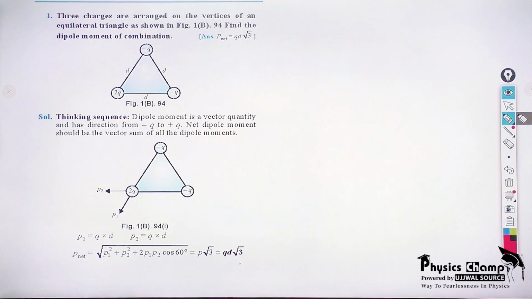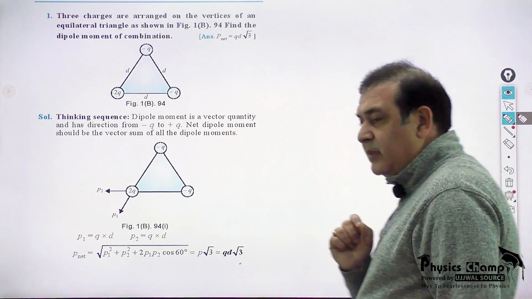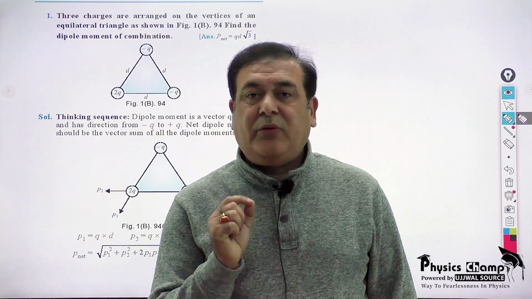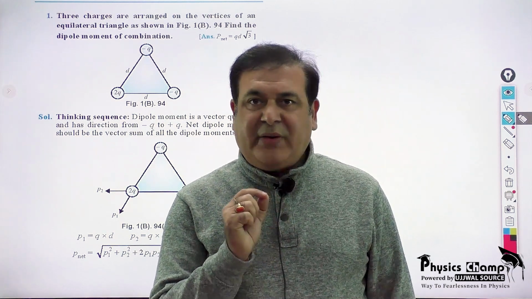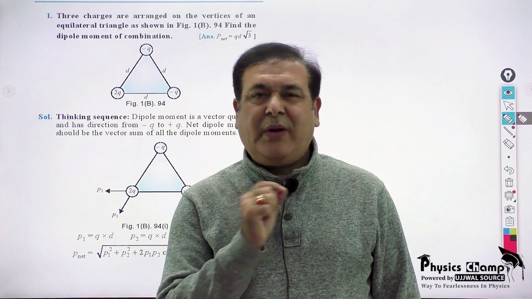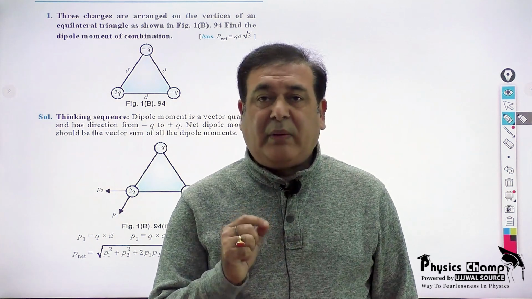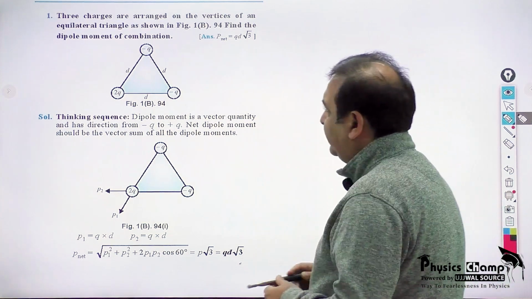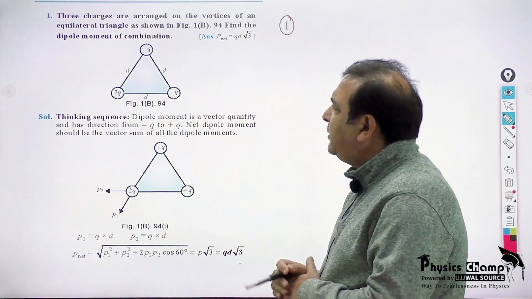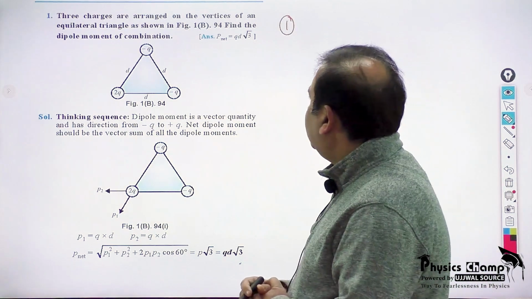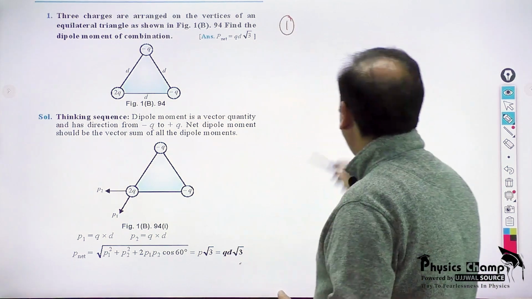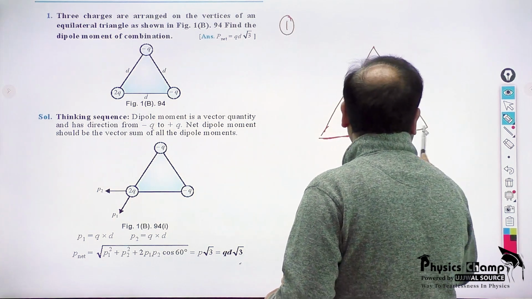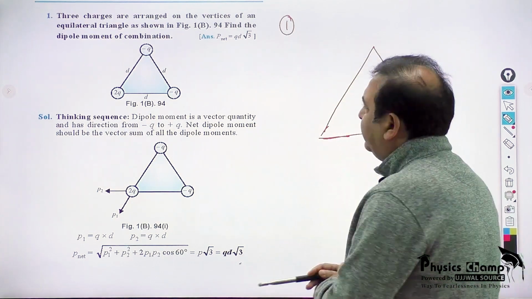So as you just learned, the dipole moment is directed from the negative charge to the positive charge, and it has the value Q into 2A. I'll take one simple question and one very good question on this concept, how to calculate the dipole moment in a given arrangement. Like this question number 1, here we are provided 3 charges which are arranged on the vertices of an equilateral triangle.